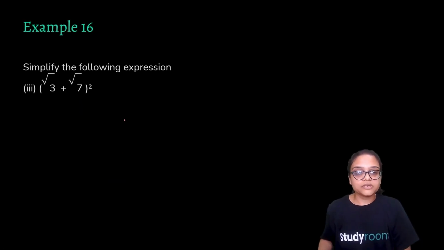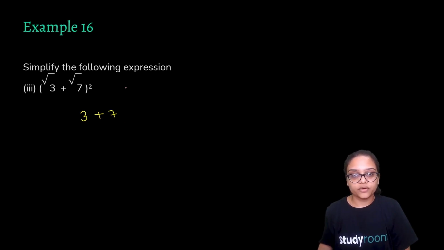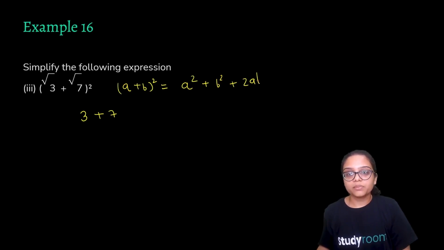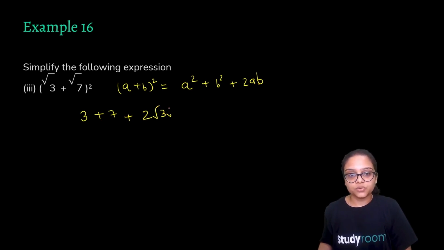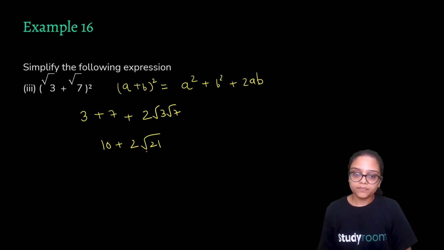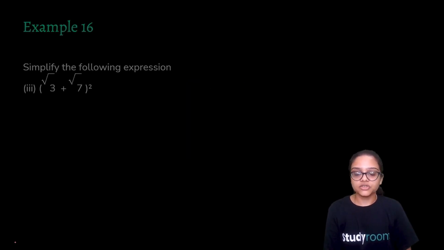Now, (a plus b) whole square. What's the formula? First I'll write the formula for you so that you don't get confused. Now you may be asking, ma'am, previously you showed us root a plus root b. It's the same thing; it's merely a denotation. It's a square plus b square plus 2ab. Root 3 square is 3, plus the square of root 7 is 7, so 10, plus 2 into root 3 into root 7. We have learned we can multiply roots, so it's 2 root 21. So this is the simplification.